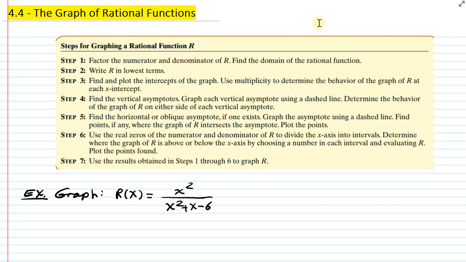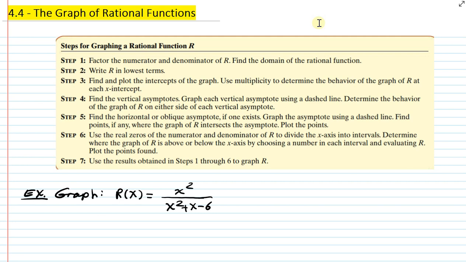Okay, so this is the continuation of the work that we did in the previous lecture. In the previous lecture, I mentioned the properties of rational functions. We talked about the theorem on horizontal asymptote for the graph of a rational function. Now, these are the steps that are recommended by the author of the book I'm using for graphing rational functions.